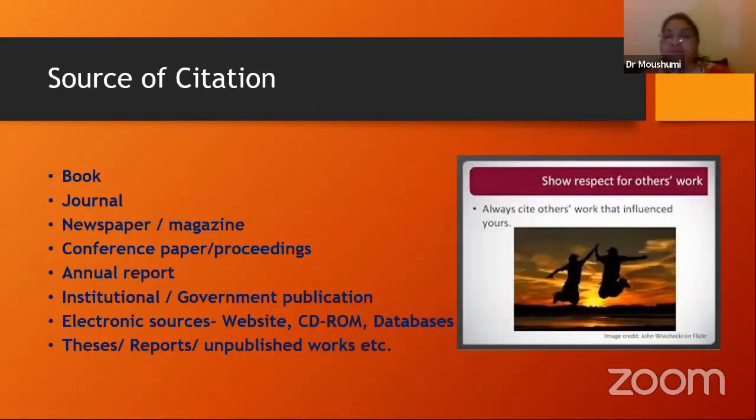But what are the sources of citation? When I was talking about literature review, I also penned down the sources of literature review. So these are the sources of literature review, and sources of citation are almost the same. It can be a book, a journal, newspaper, magazine, conference papers, annual reports, institutional or government publications. It can be electronic sources as well, like websites and several CD collections. There are many databases, even theses, reports, unpublished work. So from wherever you take your ideas or you quote, that becomes a source of your citation.